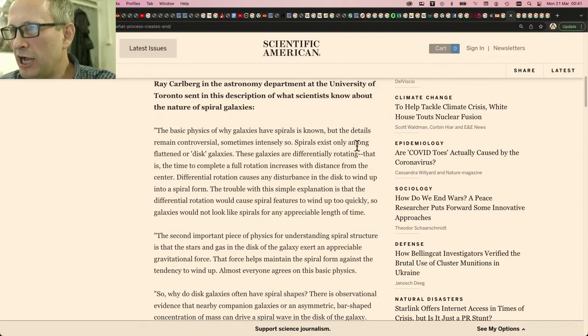Spirals exist only among flattened or disk galaxies. Wow! Kind of like these?